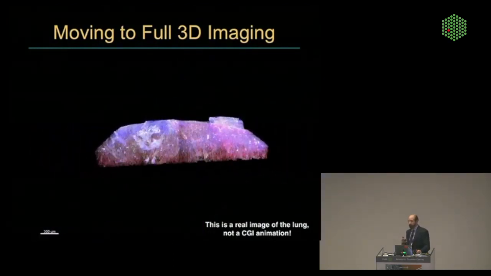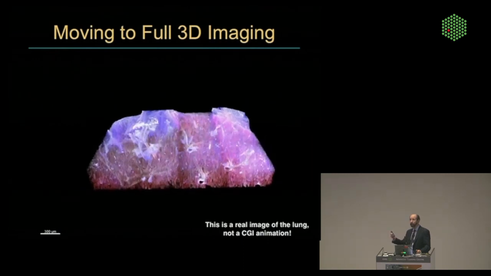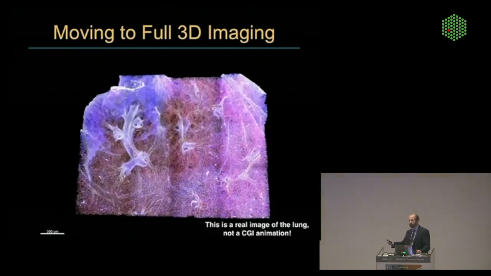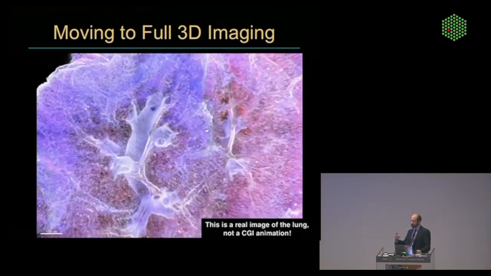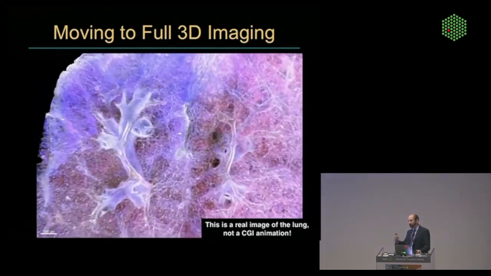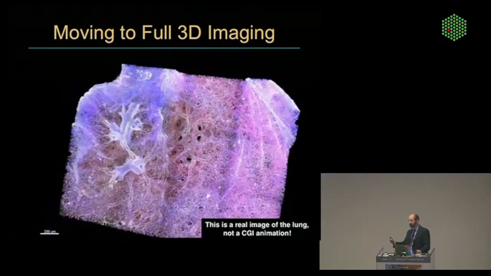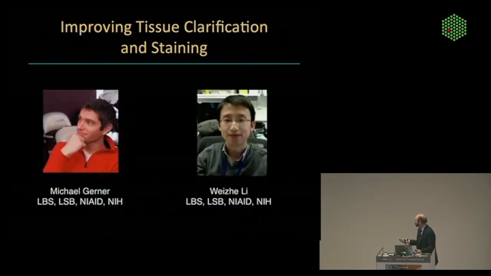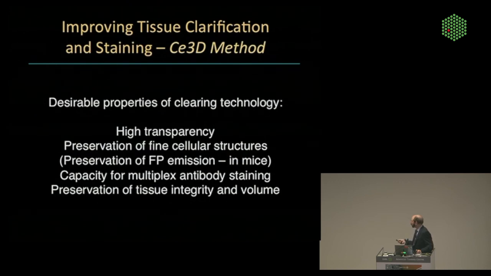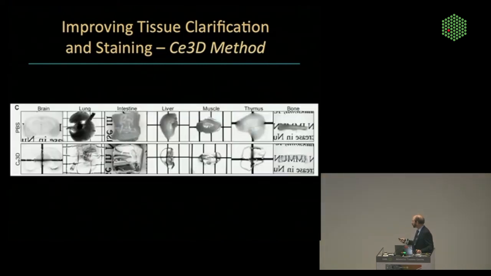The problem in our hands was that whenever we used any of the published methods, we either had to give up looking at fluorescent proteins if we tried to stain, or we could look at fluorescent proteins and not stain, and most of the staining needed to be amplified with secondary antibodies, so we couldn't do high multiplex, which, as I told you, is critical for our work. And so Michael got together with Weiji, and we wanted to develop a clearing approach that would do all of these different things at one time. And the answer is we have such a method.